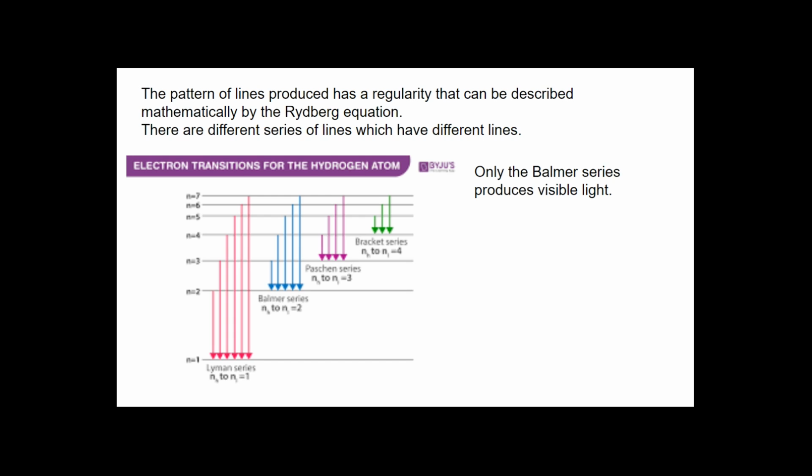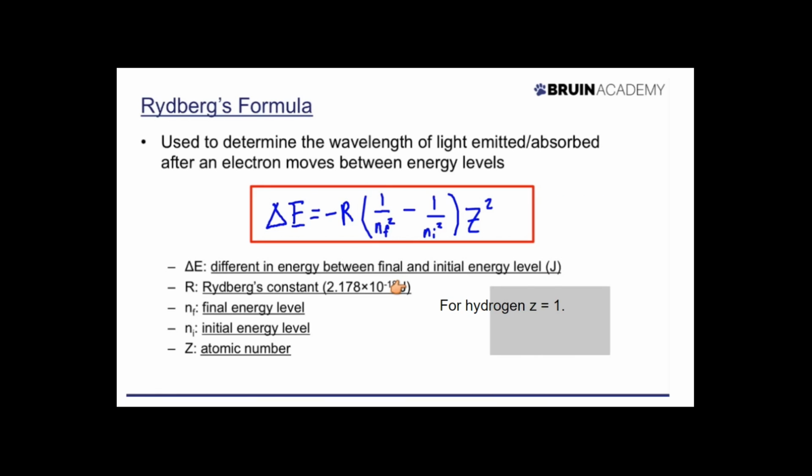And there are different series of lines which belong to different series. That should have said, which belong to different series. But only the Balmer series produces visible light. So the Rydberg equation basically shows how to work out the position of these lines.